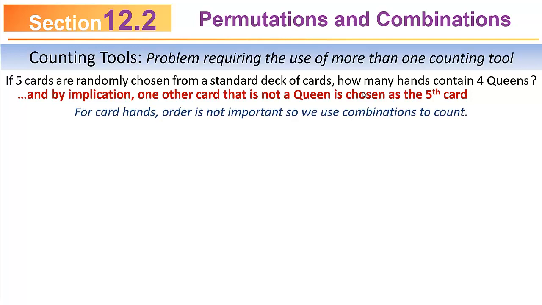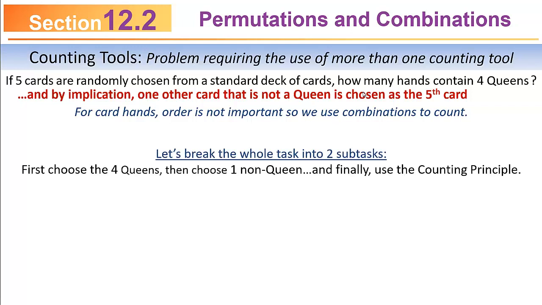But the basic thing here is order isn't important. So we can use combinations to count this. We don't care what order we draw these cards in. We're just going to put them into our hand, and they're going to be in our hand. It doesn't matter what order we drew them. So it's a combination. But like the previous problem, it really involves 2 subtasks. There are 2 stages to this experiment. One stage is choosing the 4 queens, and the other stage is choosing the one that wasn't a queen, the 5th card.